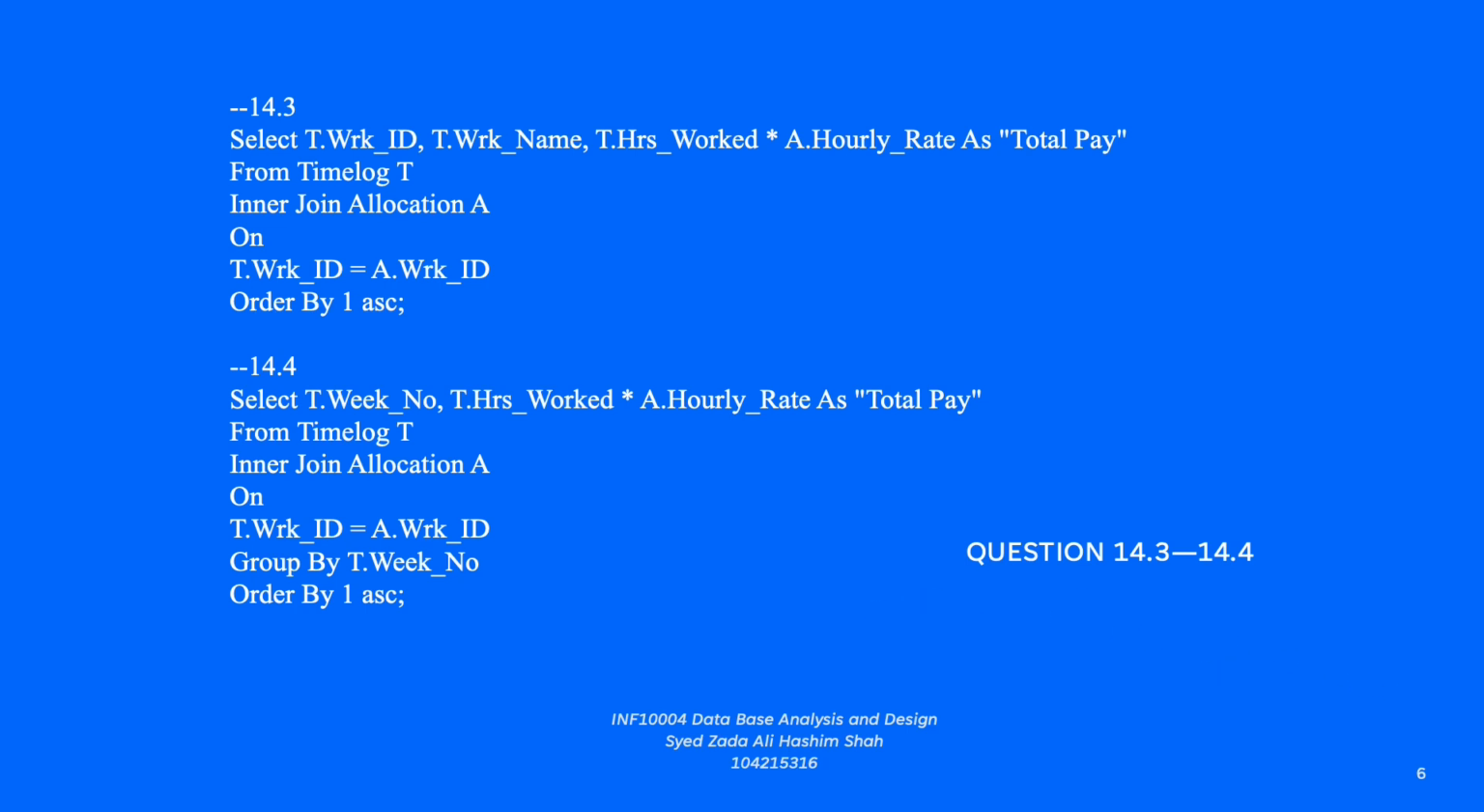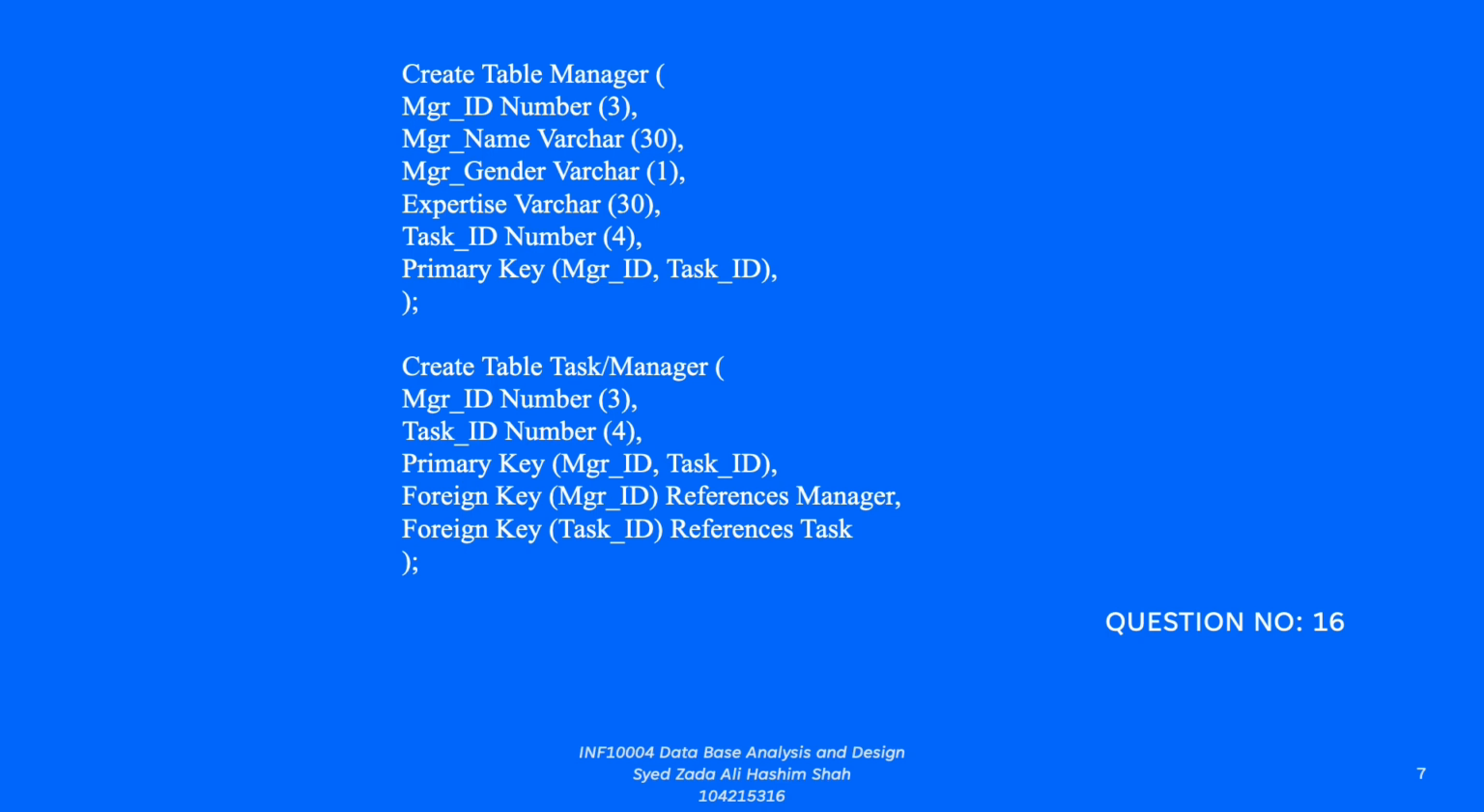So this is the main demonstration. Now go to question 16, create table: manager ID number 3, manager name varchar 30, where varchar is the number of characters, expertise varchar 30, task ID number 4, primary key manager ID and task ID. In the create table statement, manager ID is number 3 and task ID is number 4, with primary key manager ID and task ID.